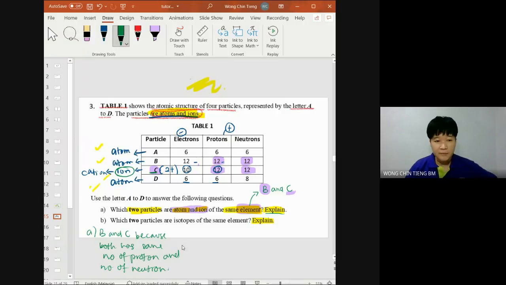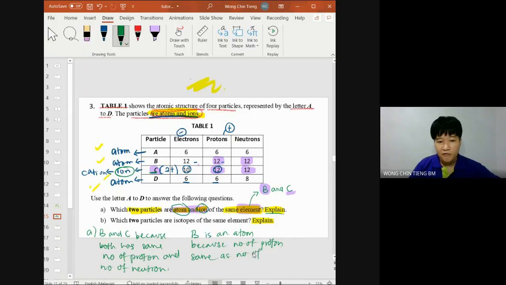Okay, tak habis lagi, because the question stated atom and ion. You only explained B and C because they are the same element. You haven't explained they are atom and ion. So explain they are atom and ion. B is an atom. Why B is an atom? Because number of proton same as number of electron.